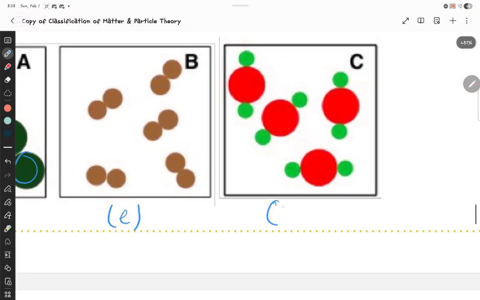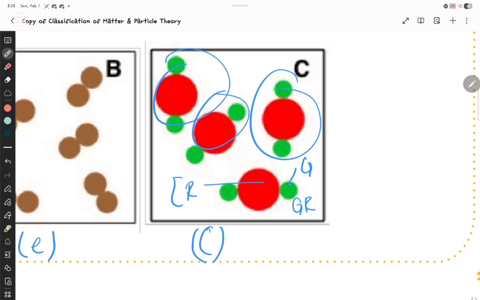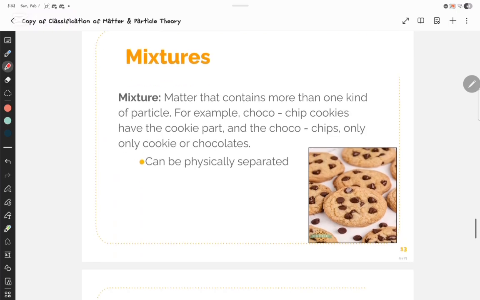This is clearly a compound because there's two or more different elements. Let's say this one is G, the green ball, and this one's red. So each of these molecules is GR, green and red. There's only green-reds in this whole container. Hence, it's a compound. Okay, let's go to mixtures.